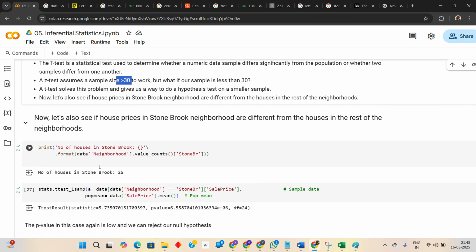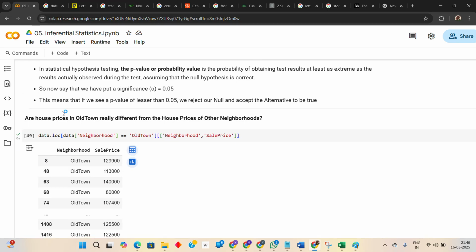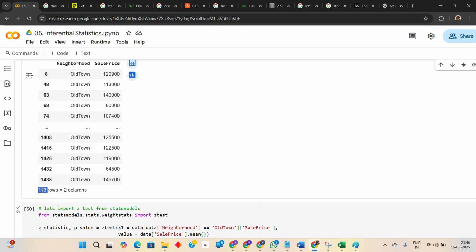Here I am taking one more hypothesis. Let's also see if house prices in Stone Brook neighborhood are different from the houses in the rest of the neighborhoods. Now I just checked earlier clearly. Here you can see there are 113 houses.